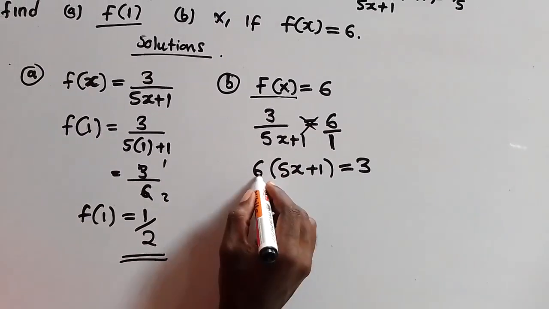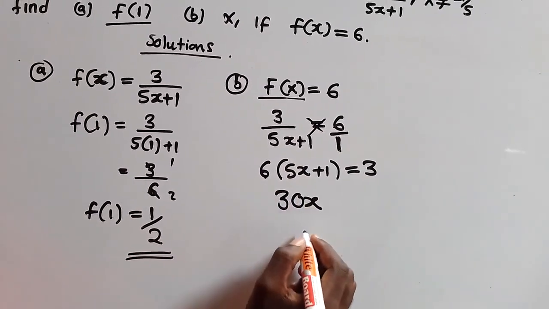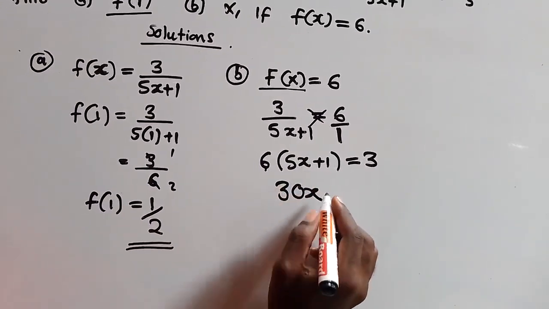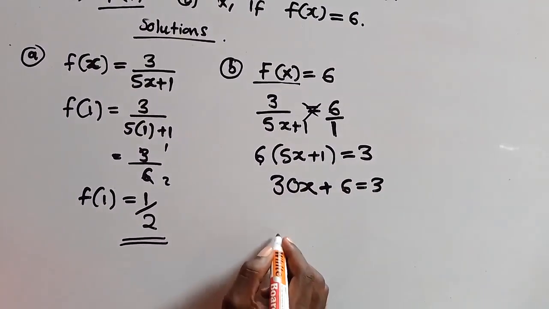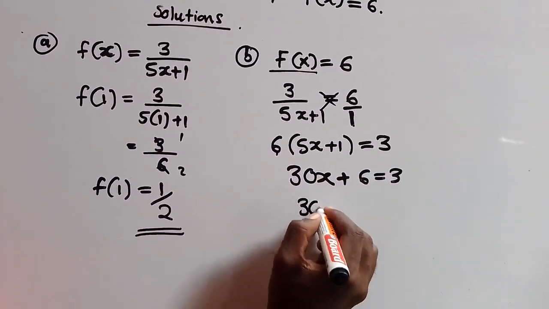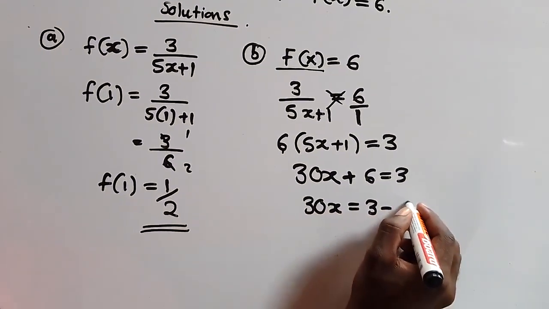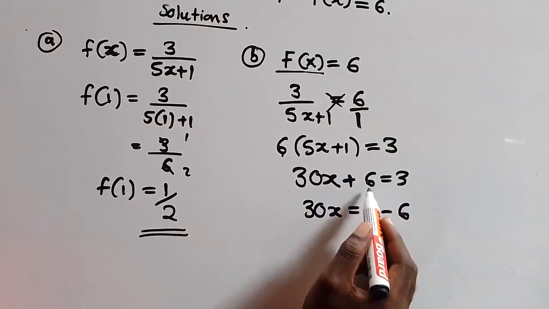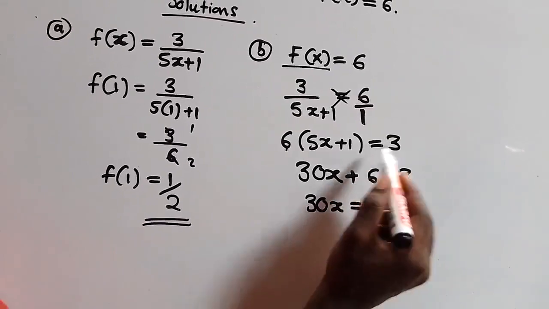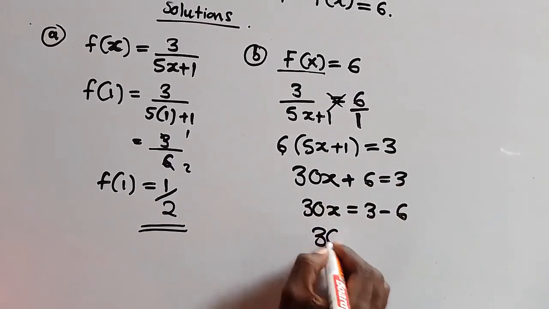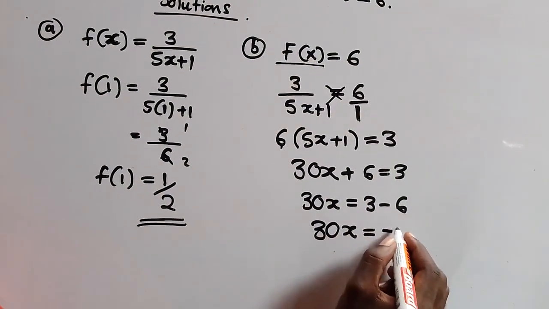Then you say 6 times 5, it's 30x, like that. Then 6 times 1, it's 6, plus 6, which is equal to 3. Then you say 30x is equal to 3 minus 6. You know that when this crosses the equal to sign, the sign will change. So this is 30x, which is equal to 3 minus 6, this is negative 3.